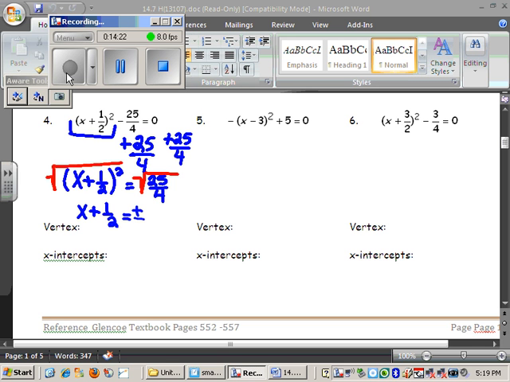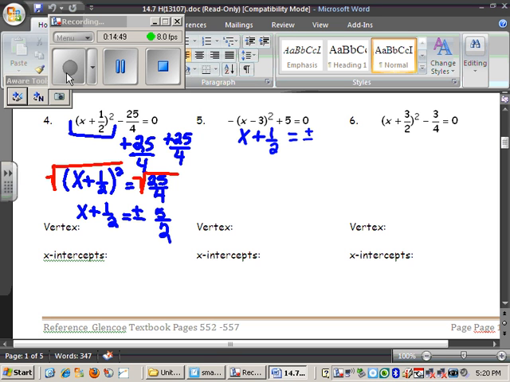Now, as you recall from radicals, anytime I take the square root of a fraction, I'm simply going to take the square root of the top number and the square root of the bottom number. So the square root of 25 is 5, and the square root of 4 is 2. So I have plus or minus 5/2. I'm going to rewrite the problem right here so I have some room to work. So x plus 1/2 is going to equal plus or minus 5/2.